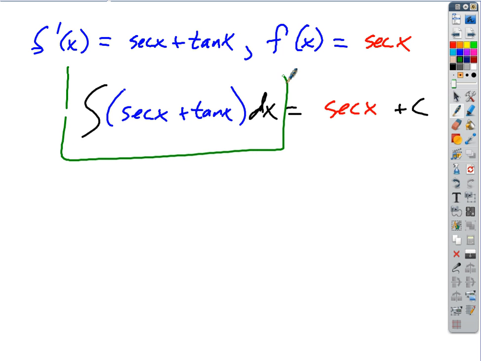Force of a different color. Yes, green. That's an integral.